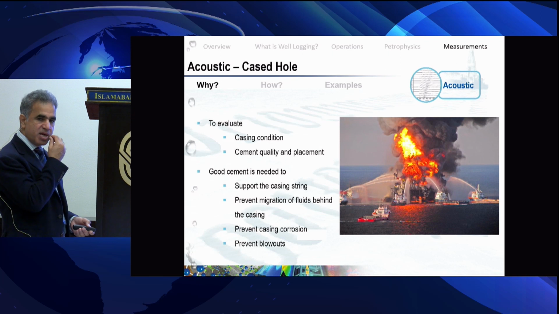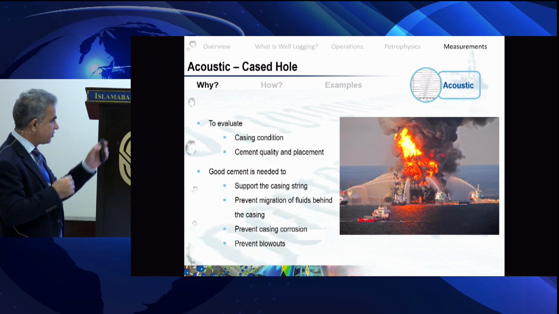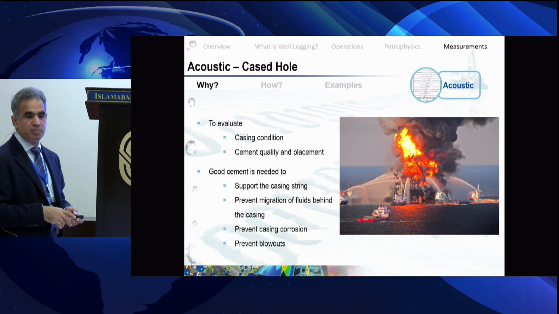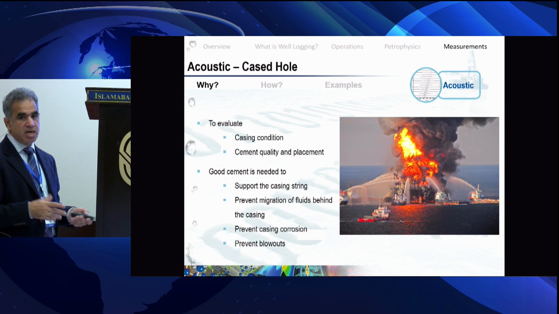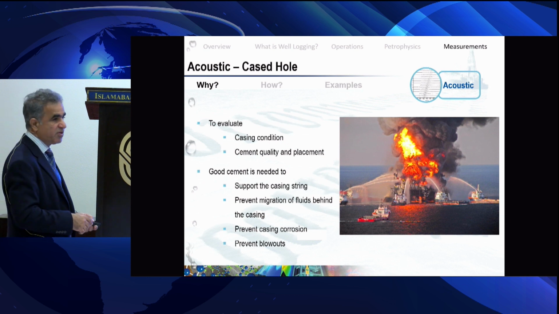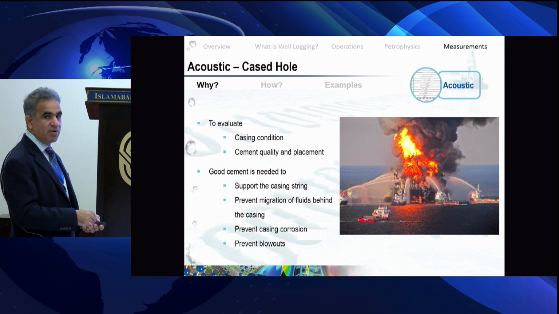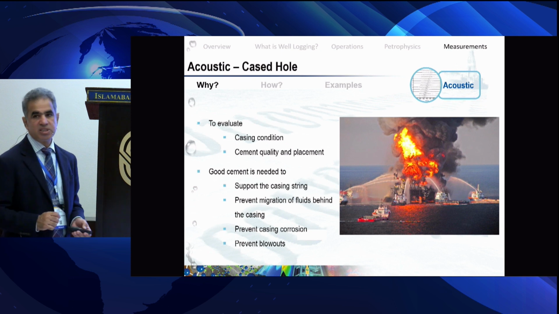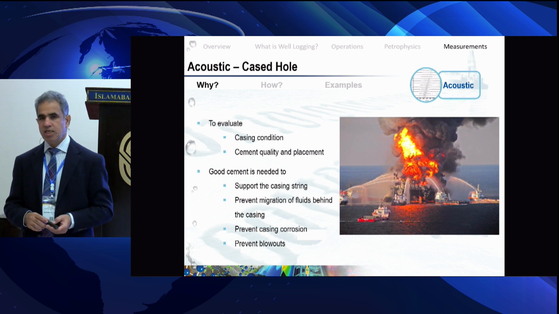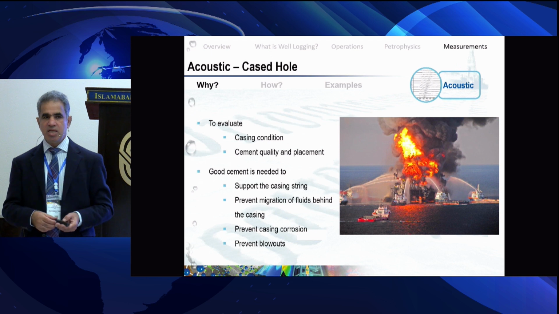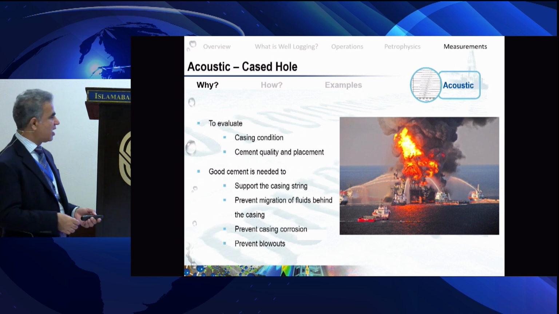If you don't have good casing cement isolation, you might have a blowout and fire incident, and it has happened worldwide, very disastrous. So this is cementing and casing integrity over the life of the well. This is very critical. It is basically a safety precaution for the life of the well.